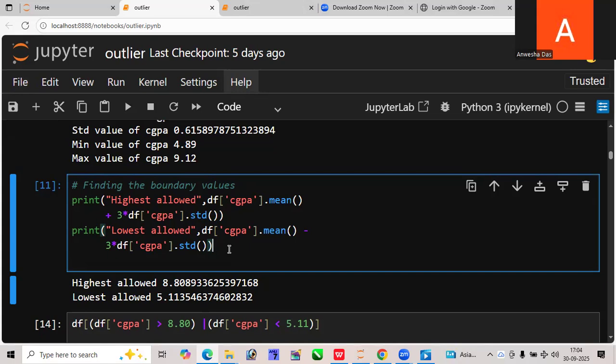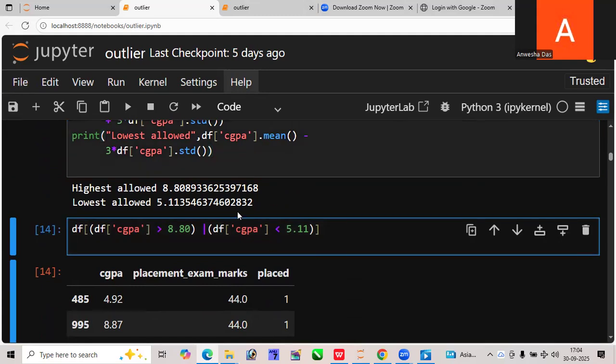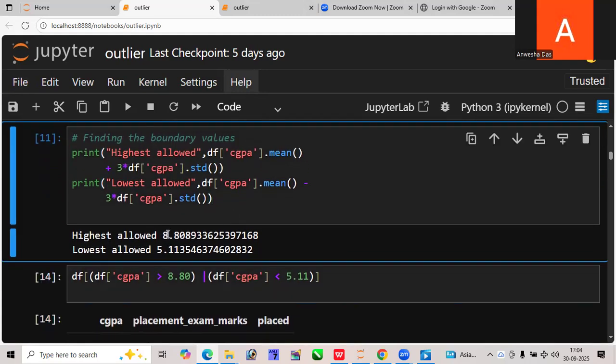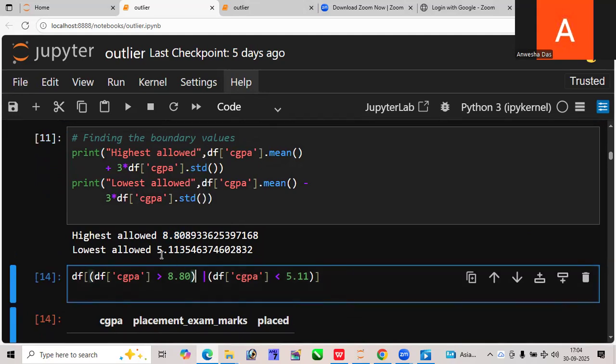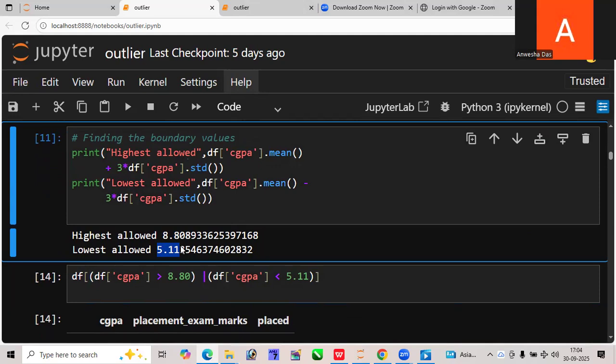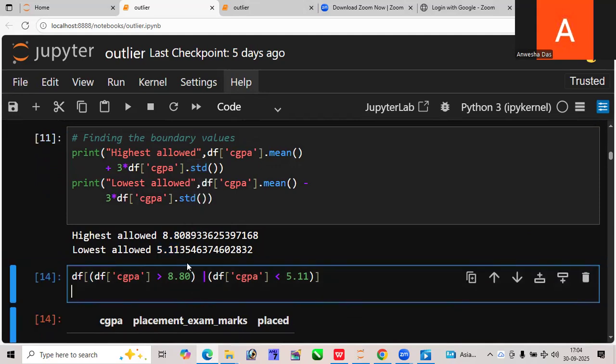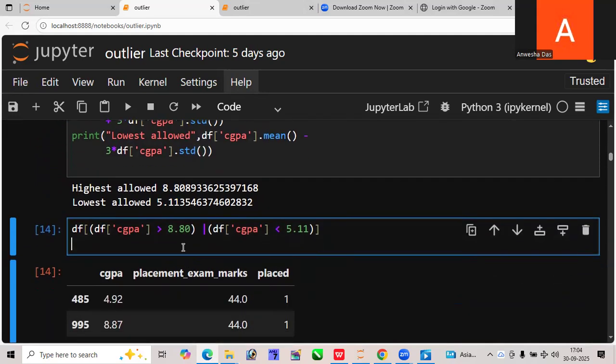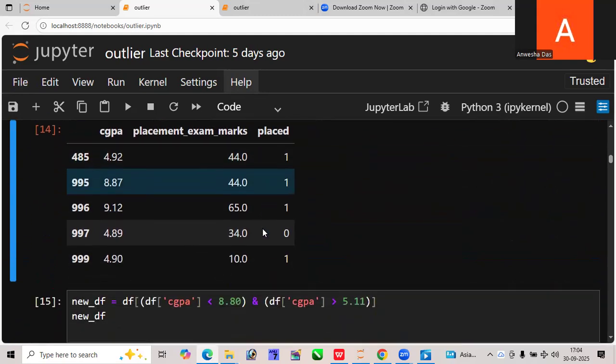If the data is normally distributed, then we can apply the empirical rule. Otherwise, we can't. Here, what is the highest value? That is 8.80. What is the lowest value? That is 5.11. So, greater than 8.80 and less than 5.11 will be an outlier.